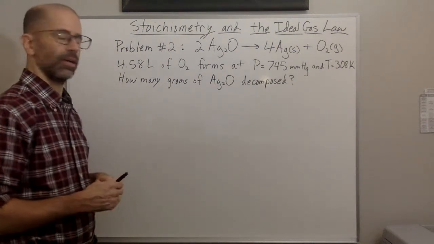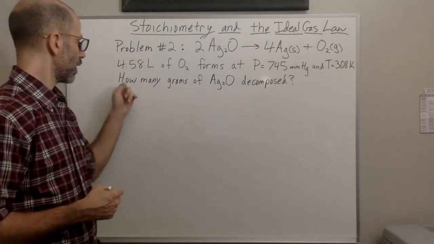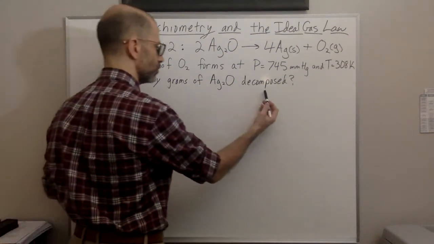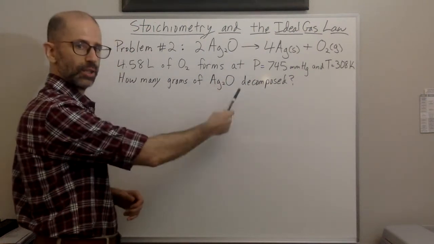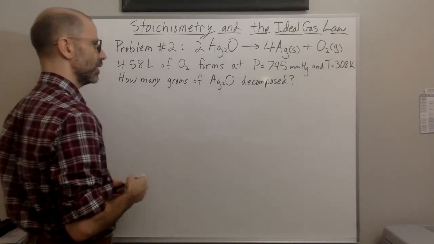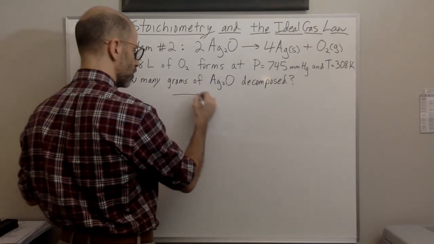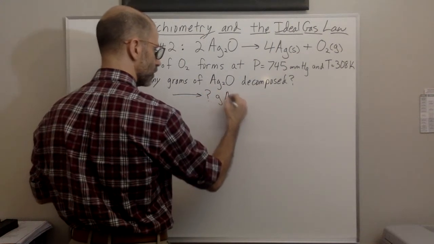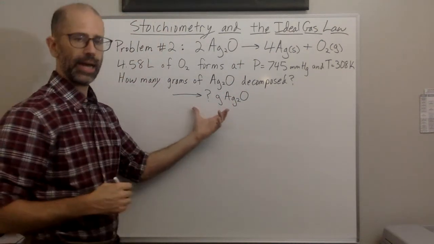So here's the question. Remember what I said: the question always gives you the end of the problem. So how many grams of silver oxide decomposed? Notice I said silver oxide, not silver(I) oxide, because silver only has one charge, so we don't need a Roman numeral. So they want to know how many grams, so we're going to go to a number of grams of silver oxide.